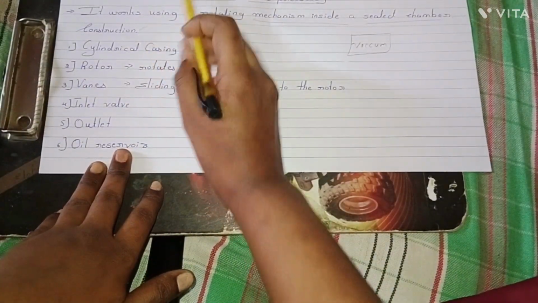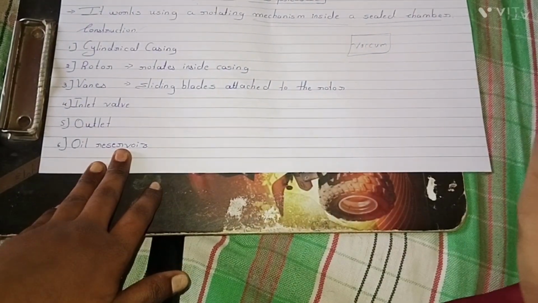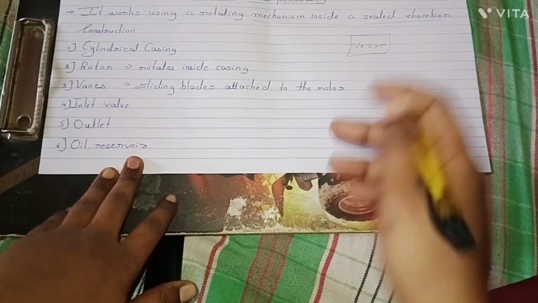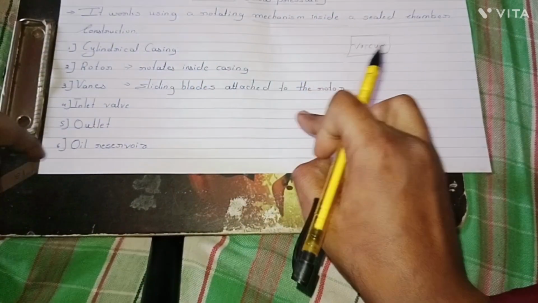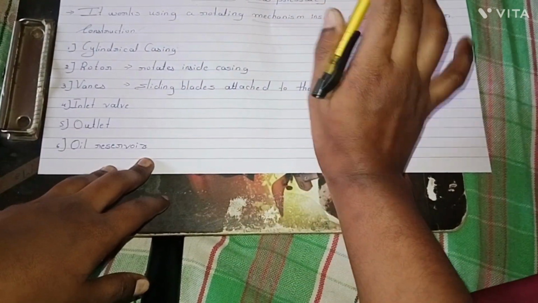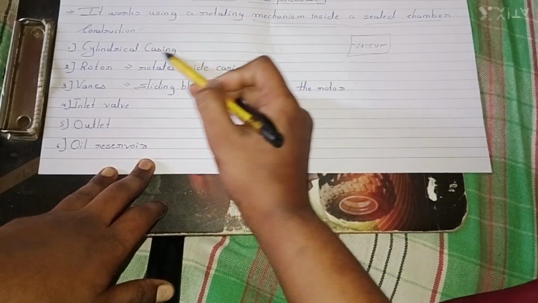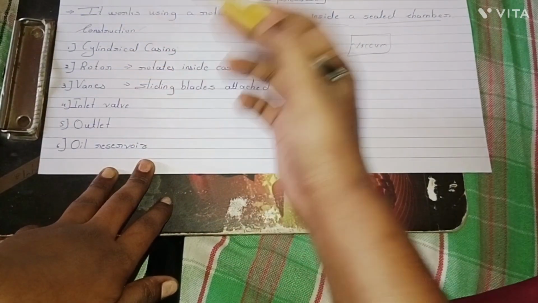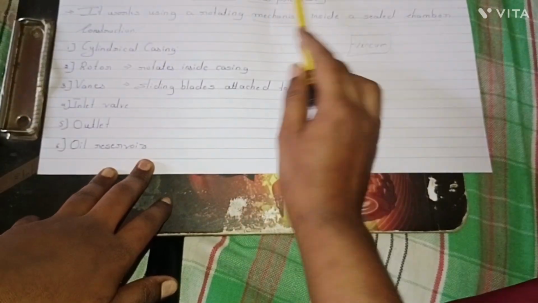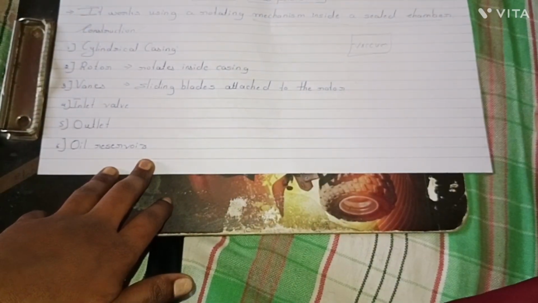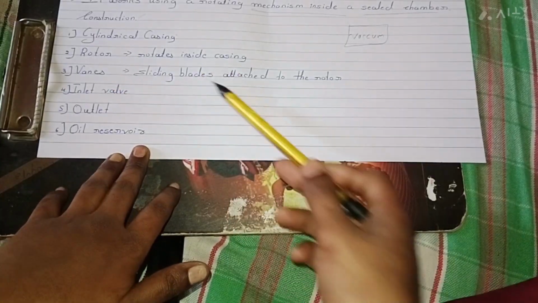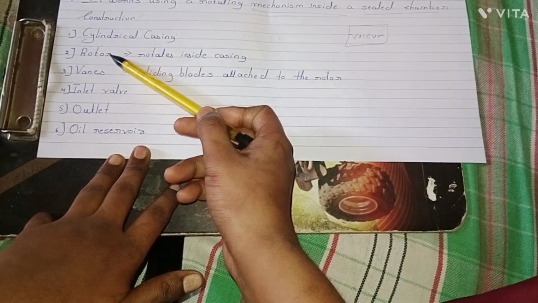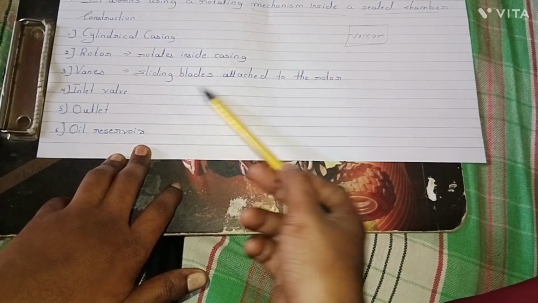Next we have the construction of this rotary pump. The first part is the cylindrical casing, which is the outer jacket of our rotary pump. Next we have a rotor, which rotates inside the casing. In this cylindrical casing the rotor starts to rotate, so that's why we call it a rotary pump. Next we have the vanes. Vanes are sliding blades attached to the rotor. For this rotor there is an attachment of sliding blades.